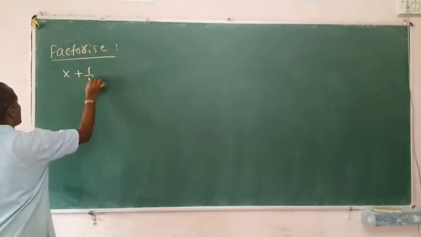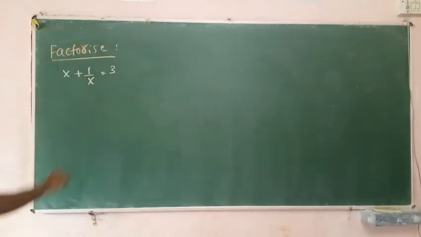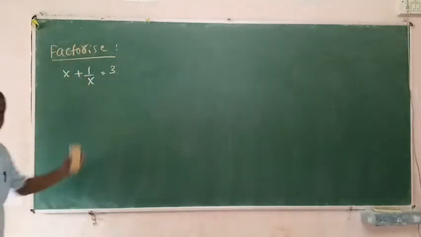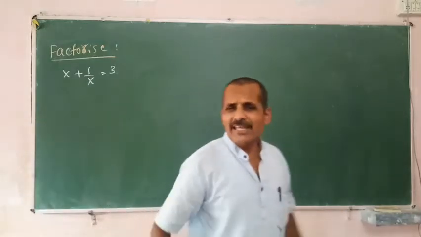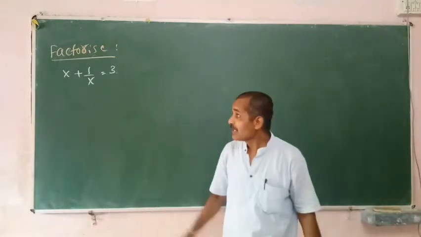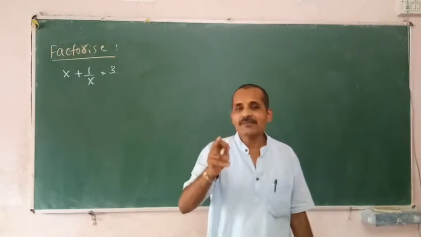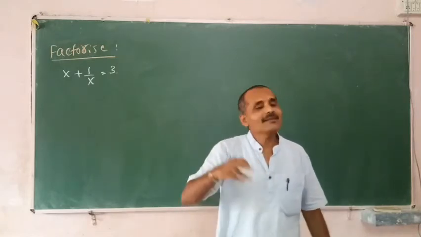x plus 1 by x is equal to 3. See, this is not in the quadratic form. There is no x square at all. Right? It has to be simplified, brought into the form of a quadratic, then solved.